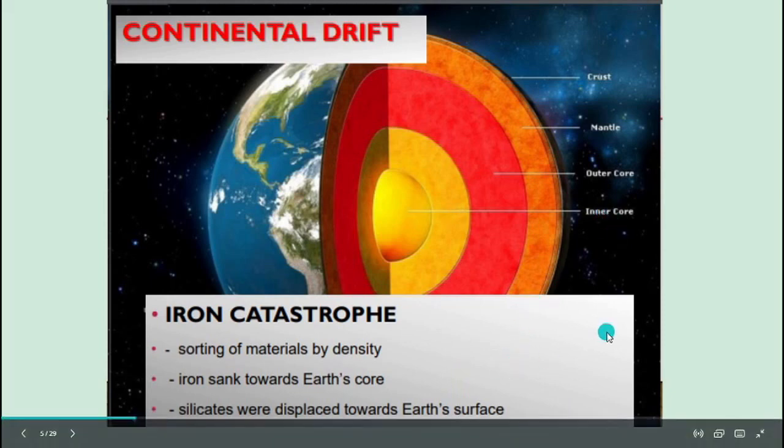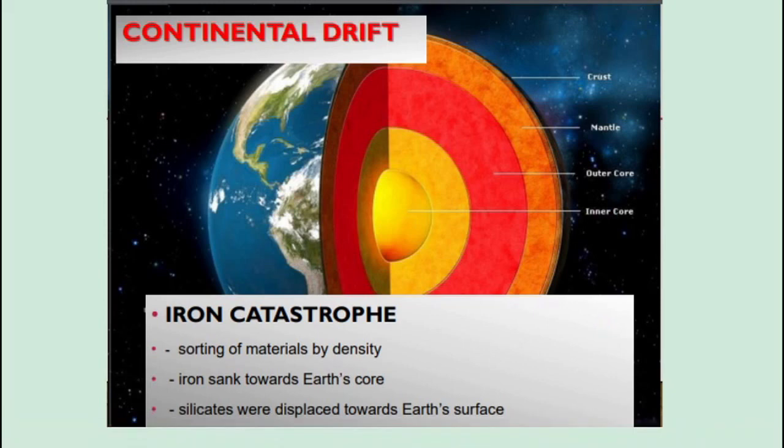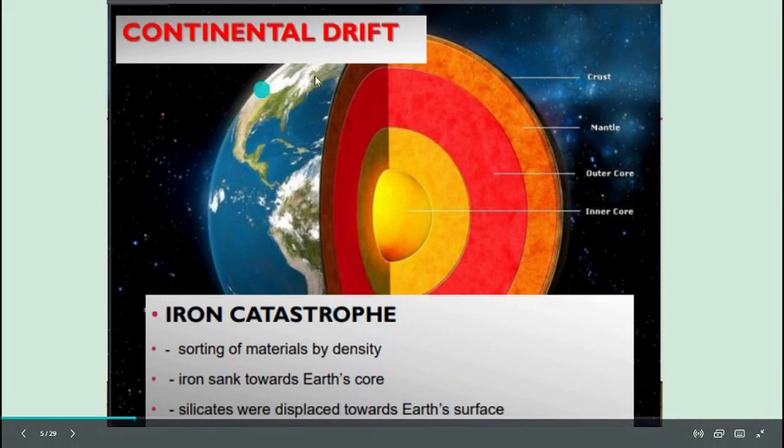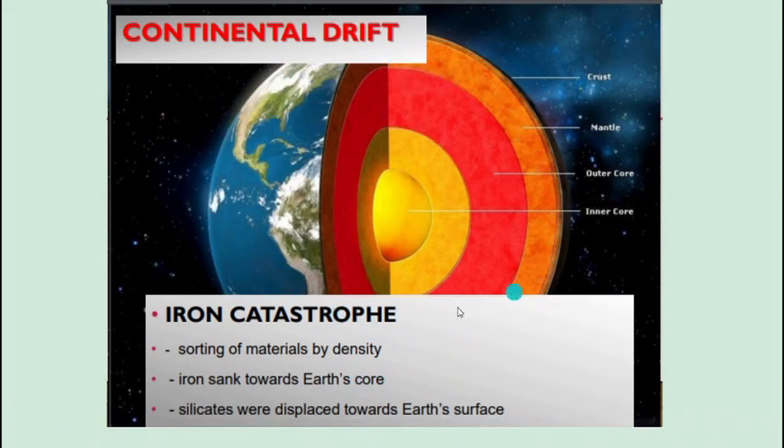Now, according to the iron catastrophe theory, there was a sorting of materials by density, wherein the densest materials sank towards the Earth's core. Okay, this is mostly iron. So lahat ng iron, lahat ng mabibigat na metal elements ay lumubog papunta sa gitna. Okay? While the silicates were displaced towards Earth's surface. Yung mas magagaan na elements ay napunta doon sa surface ng Earth.